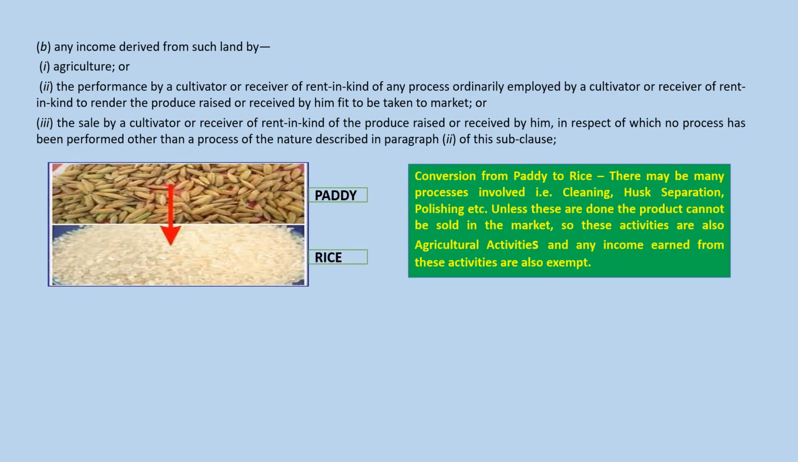For example, conversion from paddy to rice. There are many processes involved, that is cleaning, husk separation, polishing, etc. Unless these are done, the product cannot be sold in the market. So these activities are also agricultural activities, and any income derived from these activities, that is conversion from paddy to rice, will be exempt.